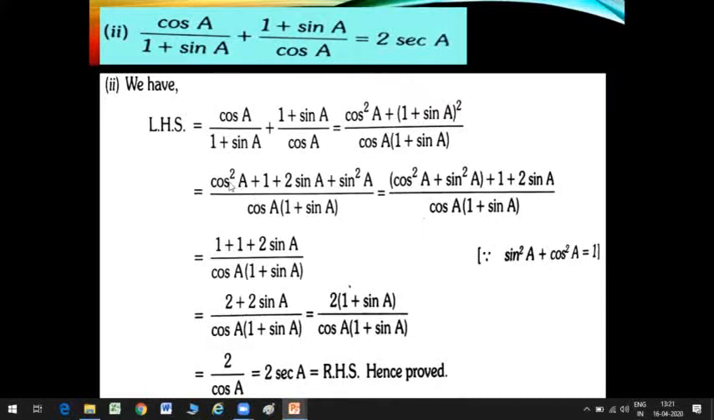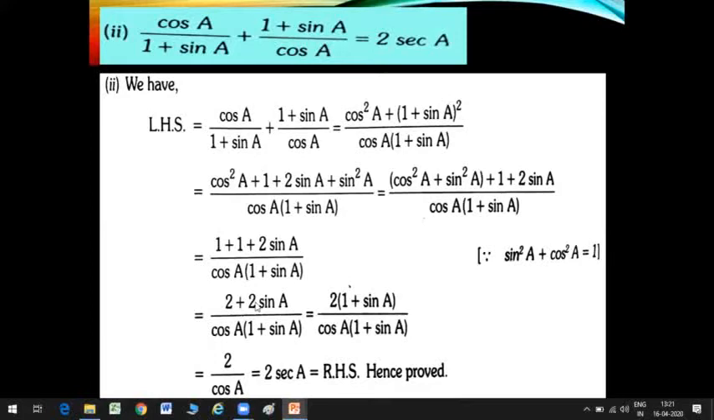Then in the numerator cos square A and sine square A we can write together in the same bracket, because we know that cos square A plus sin square A is 1. So that is the reason we are writing these two terms together. Then plus 1, then plus 2 sin A divided by cos A into (1 plus sin A). Then cos square A plus sin square A is 1, plus 1 plus 2 sin A divided by cos A into (1 plus sin A). Then in the numerator it is 2 plus 2 sin A divided by cos A (1 plus sin A).